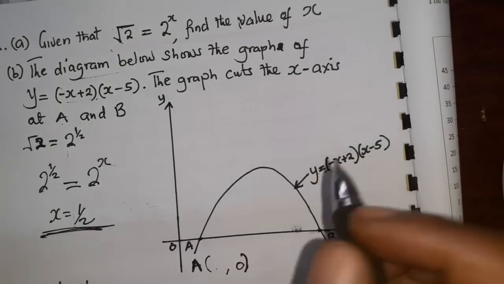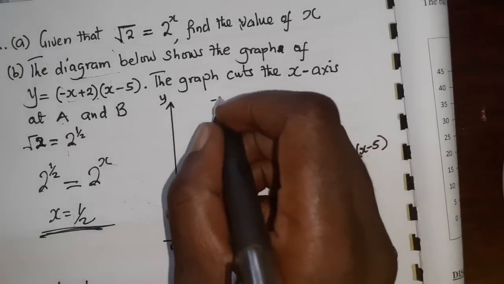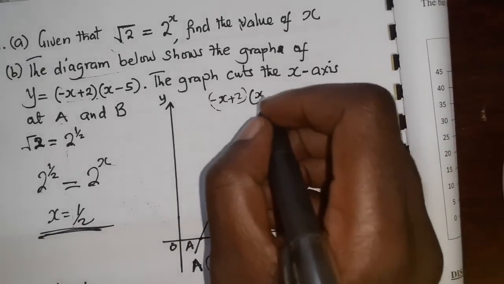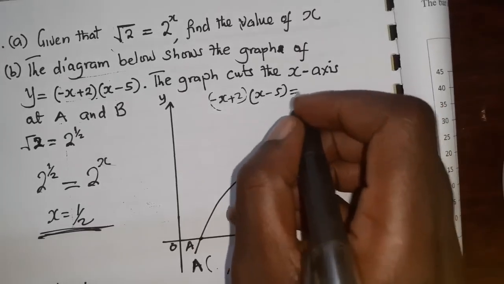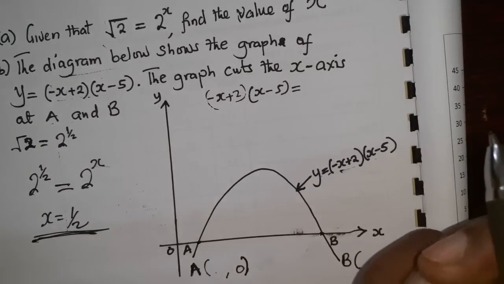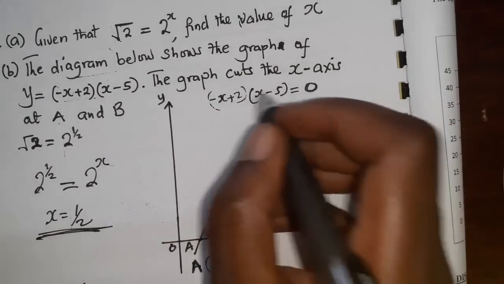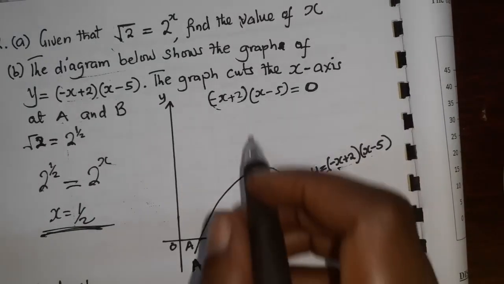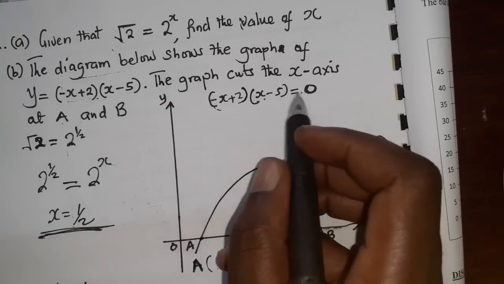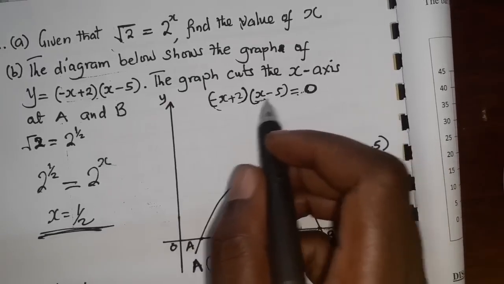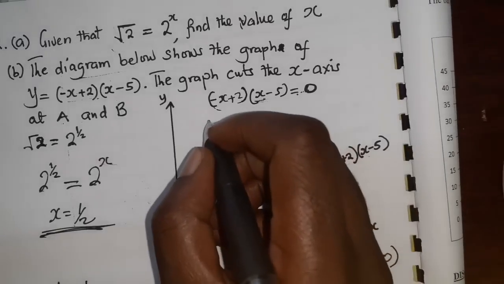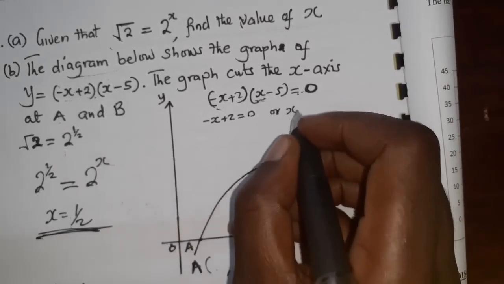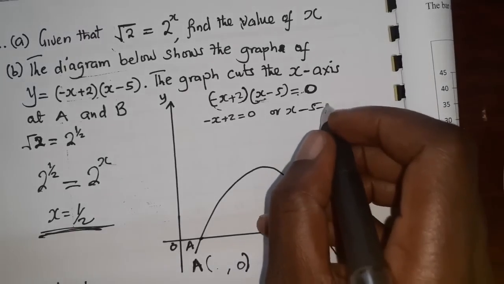So I'll write this and say negative x plus 2, then x minus 5, is equals to 0. I'll put 0 here because we're asking ourselves, what is x when y is equals to 0? So you need to equate each of these factors to 0. So we're going to start with negative x plus 2 is equals to 0, or this one is equals to 0.